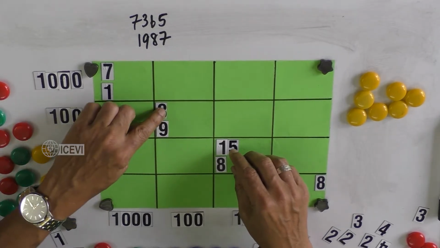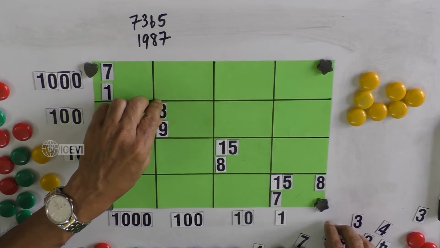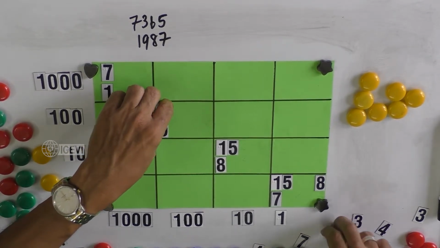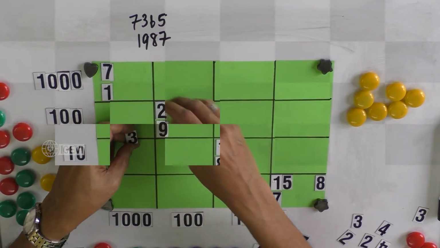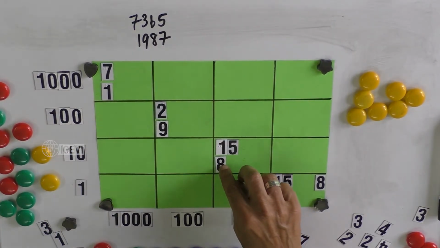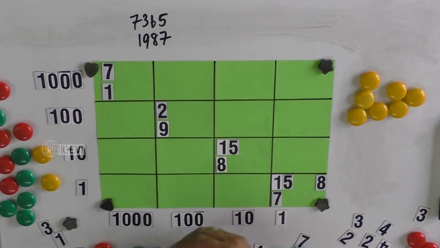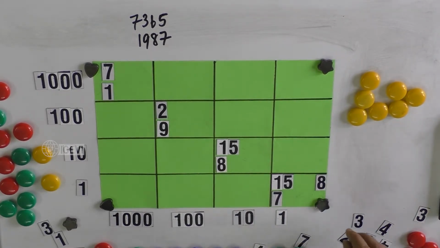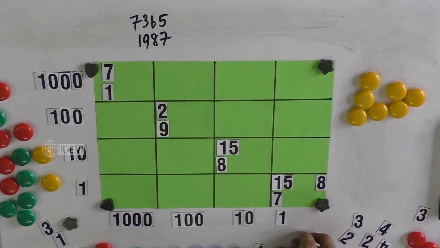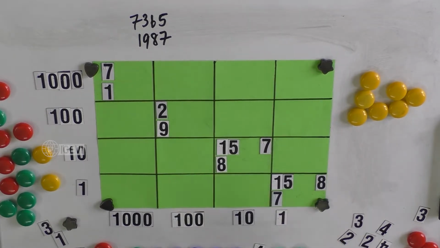Now the number is 3 in the 100th column. So 3 cannot stay there because you have borrowed 1 from it. So the 2 is placed. Now what is 8 subtracted from 15? Again you can do the calculation, and you can use the beads if the child is not able to. So that becomes 7. So 8 subtracted from 15 becomes 7.